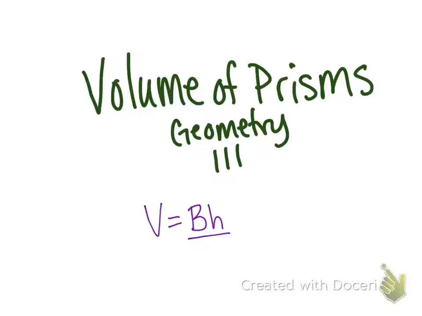Now you might be thinking, oh, that's just how I find the area of a rectangle. No, because the B right here is standing for the area of the base. Okay, and so now if we have area, that's two-dimensional, times the height, that's going to give us our three-dimensional volume.